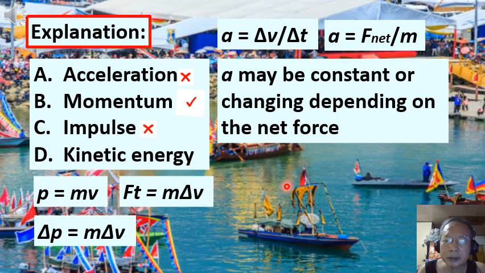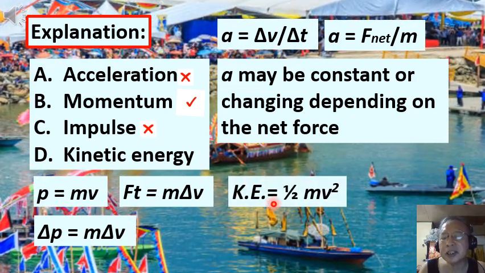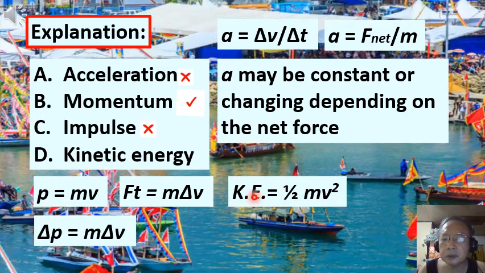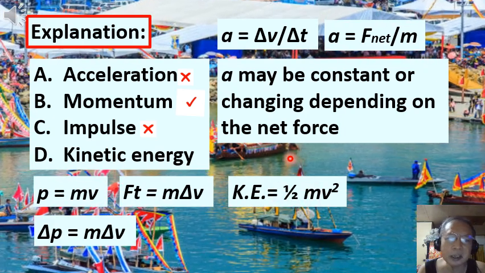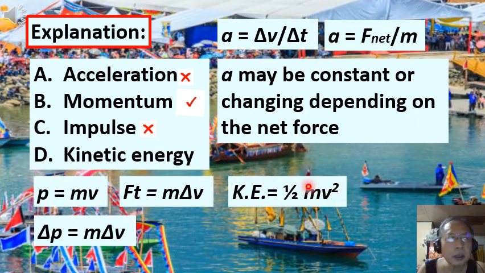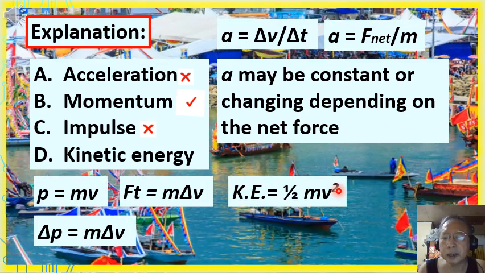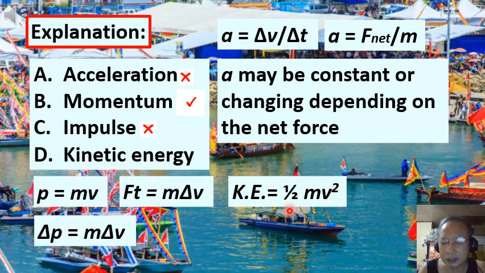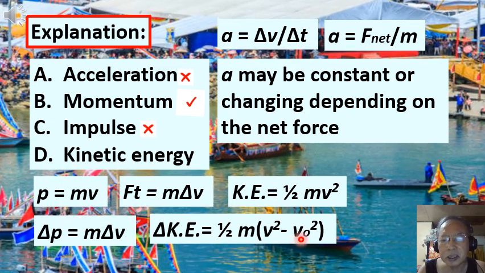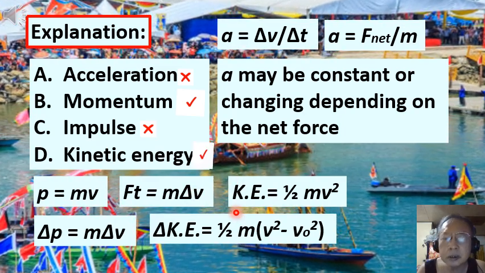All right? And lastly, for kinetic energy, since kinetic energy is equal to 1/2 mass times the square of the speed, all right? So if there's a change in the magnitude of velocity, there is a change in the speed, all right, either the speed is increasing or decreasing, therefore it follows that the kinetic energy of the body must also be changing. Thus, option letter D, kinetic energy, is also considered correct.